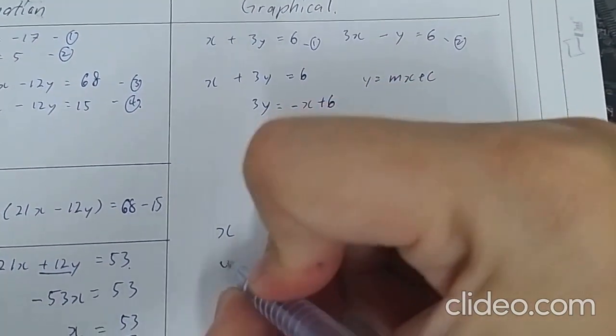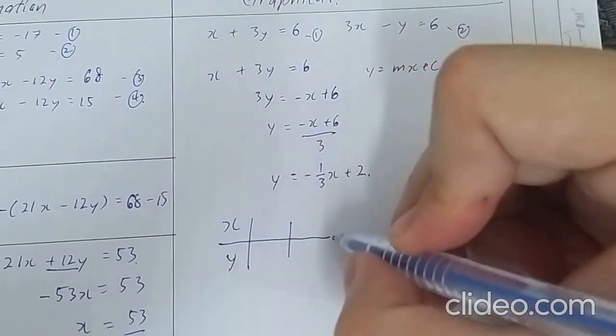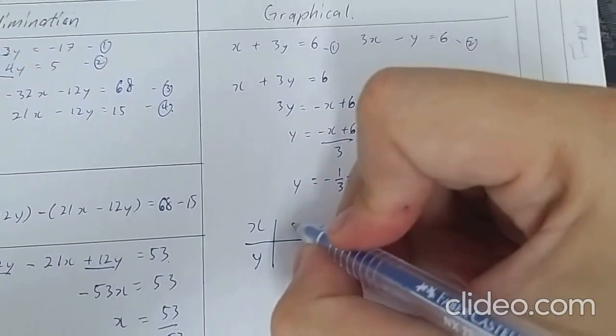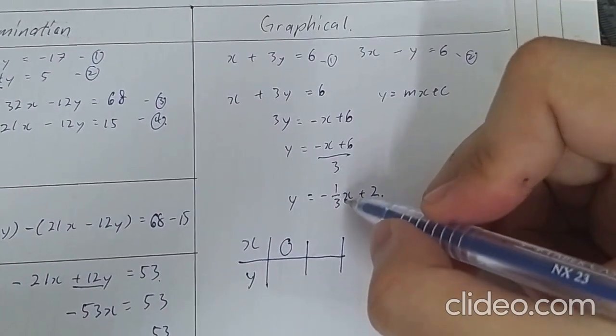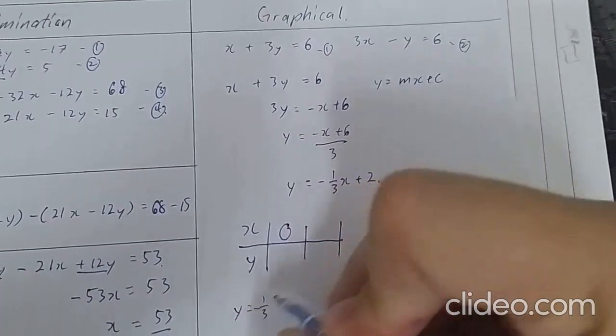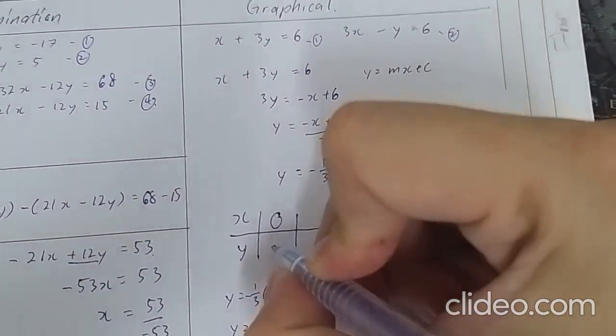An x and y table. For our x and y table, you need at least 2 points. So first let's use the easy one. When x is 0, what is y? So when we substitute x is 0, y equals negative 1 over 3 times 0, plus 2. What do we get? y equals just 2.